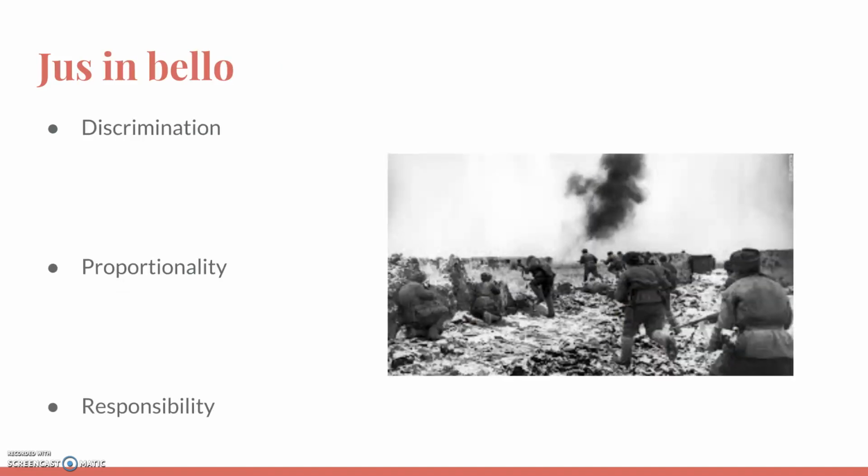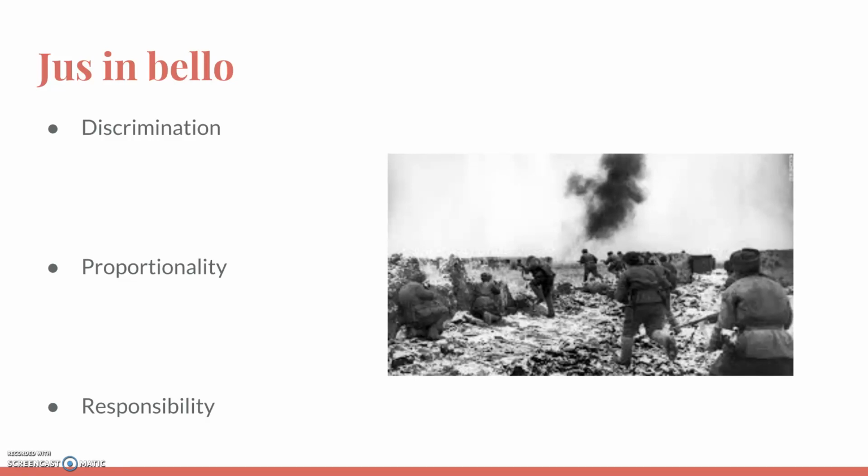Jus in bello. This is the laws giving boundaries of ethics and behavior during a war. So there's 3 principles and qualifications that come with this. First one's discrimination. This means that there must be a clear line between aggressors and non-aggressors, with civilians and people that are active in the war.